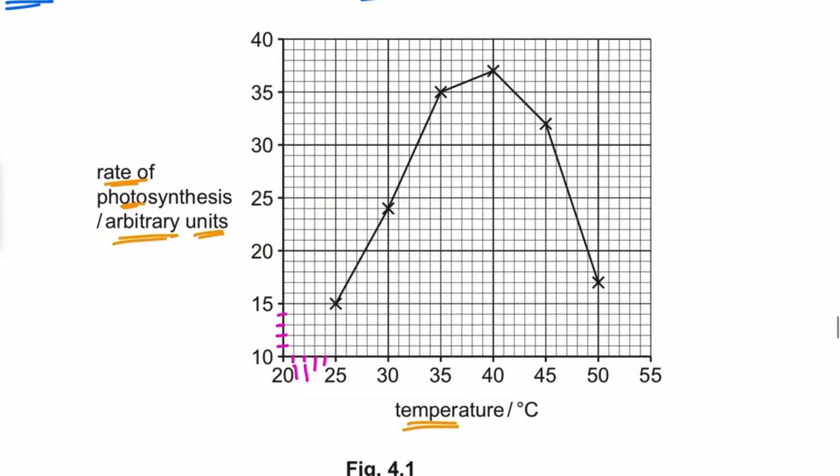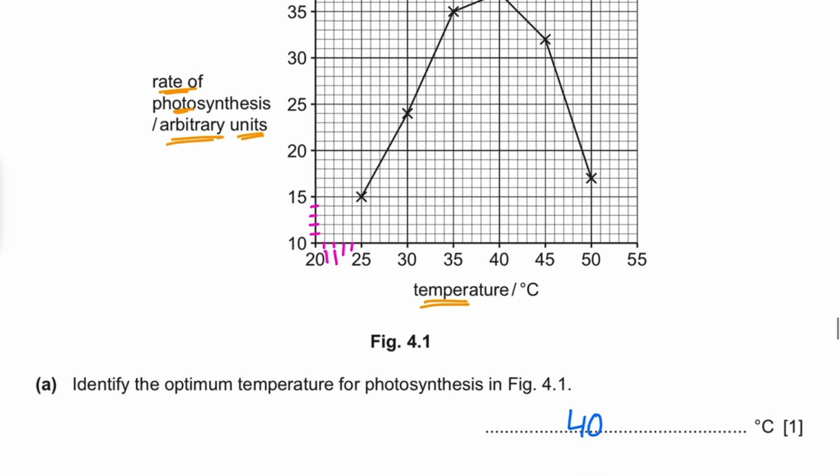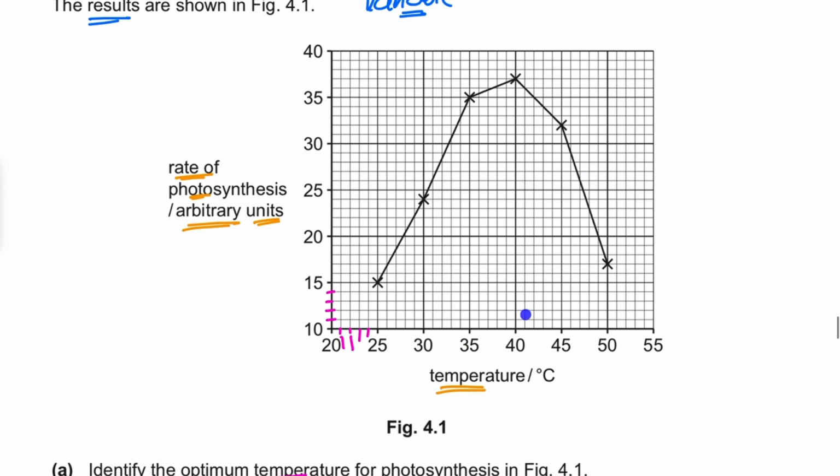Now, for a total of 1 mark, they are asking to identify the optimum temperature for photosynthesis, which is shown in figure 4.1. You see that the optimum temperature is 40 because at this temperature we see the maximum rate of photosynthesis, which in this case is 37 arbitrary units. So 40 would be our optimum temperature.